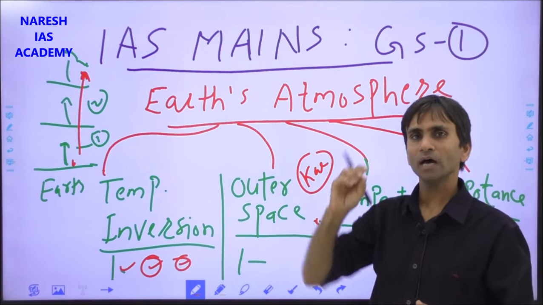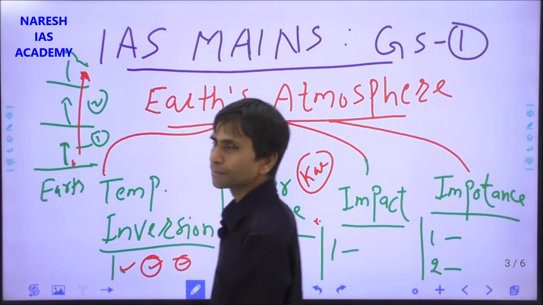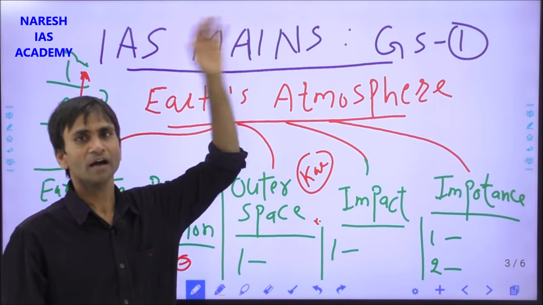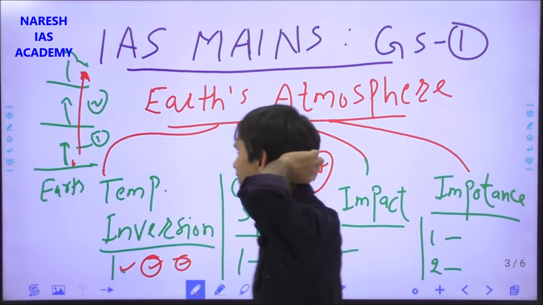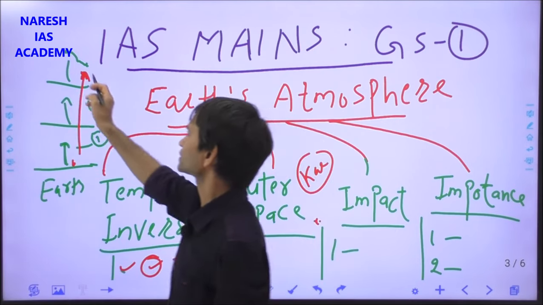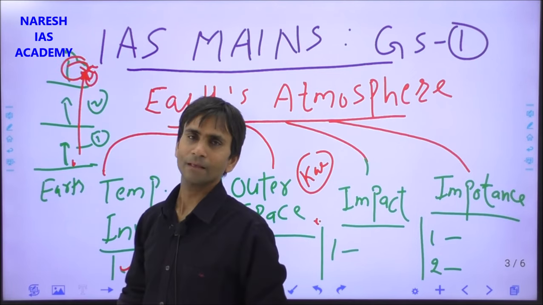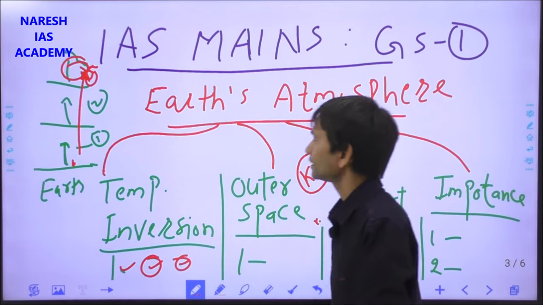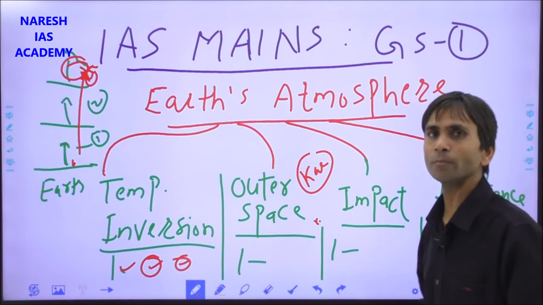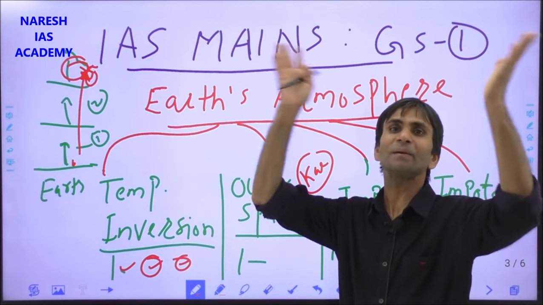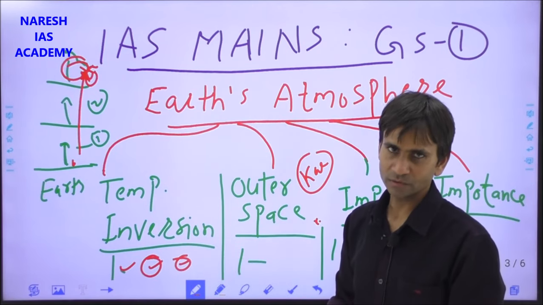The International Space Station has been established at the 400 kilometer height by America and other countries. This is the ISS, the International Space Station, from where scientists are studying various aspects of climate and weather, and studying space and celestial bodies.